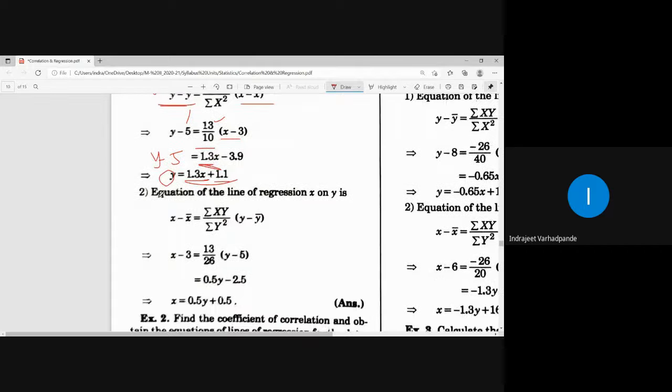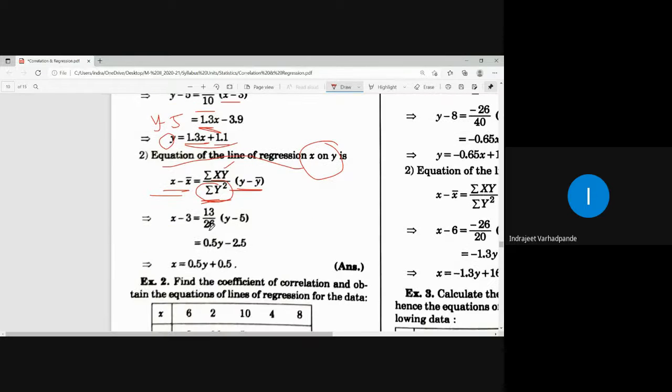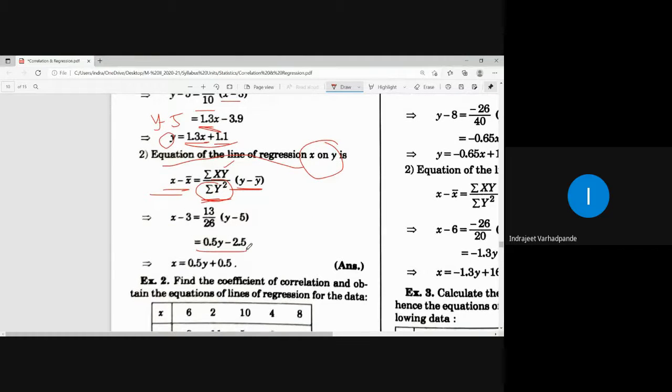On the contrary, for the equation of line of regression x on y, the formula is x minus x bar is equal to summation xy upon summation y square. As we know that it is y minus y bar, in the denominator it will be summation y square, and the numerator is common, which is summation xy. All the values are available with us. Open the bracket, you get the answer. This minus 3 will be added on the right hand side.